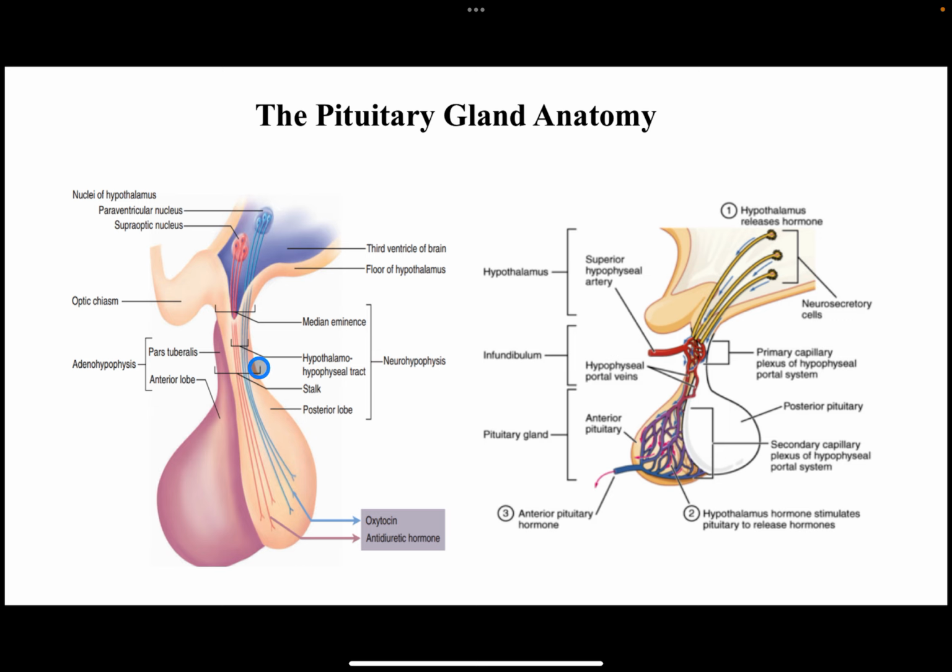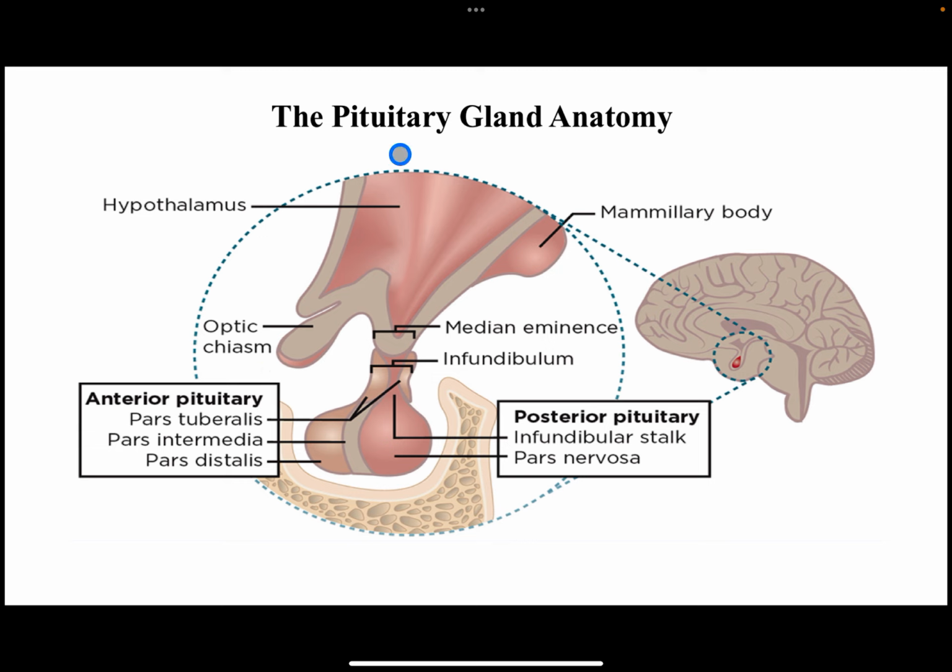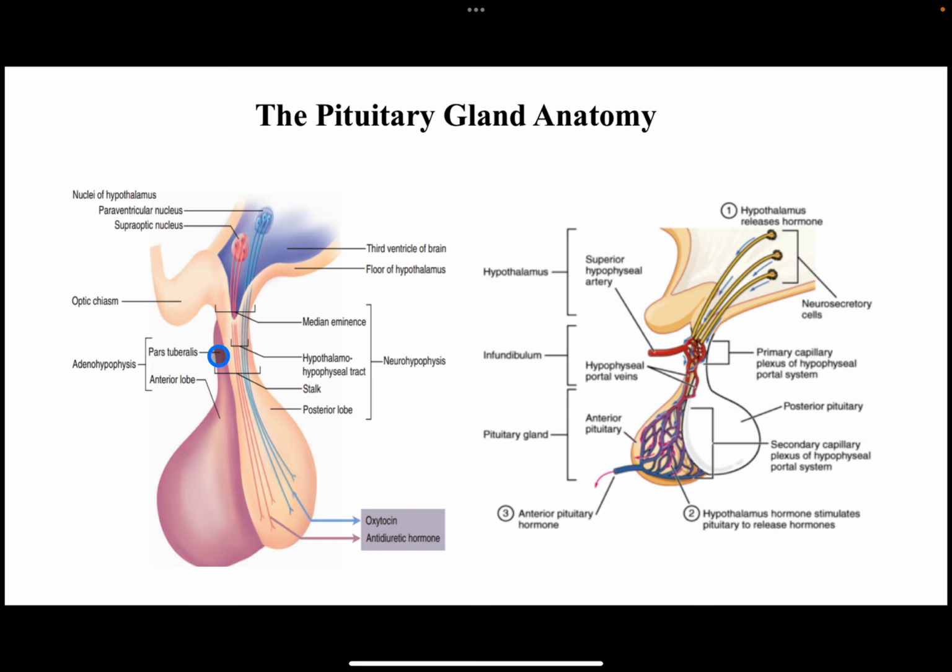All right, so let's continue. This is also a diagram of the pituitary gland anatomy. You see the hypothalamus over here, and then it is hanged by the infundibulum. So this is the infundibulum. We mentioned that this gland basically has about 2-3 parts. So we have this part called the pars tuberalis.